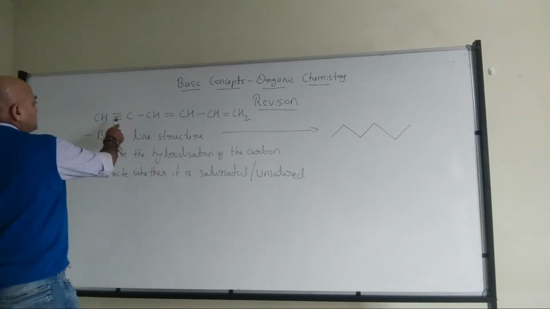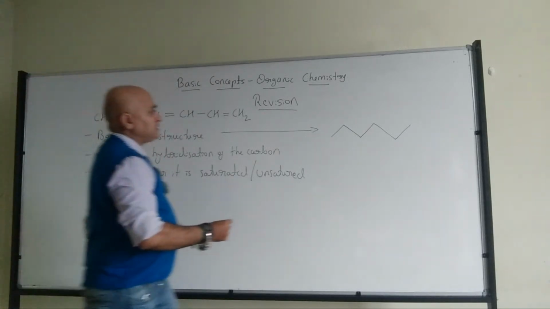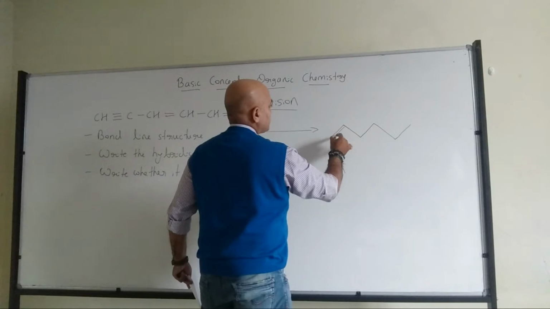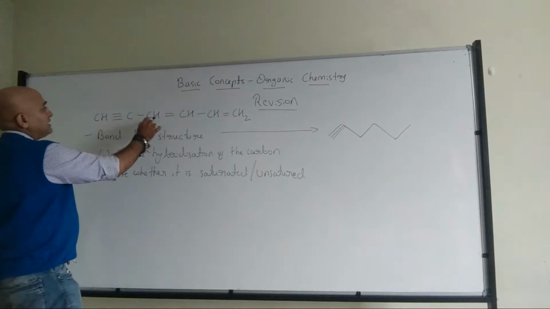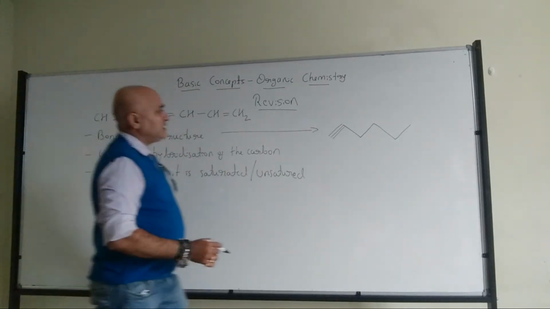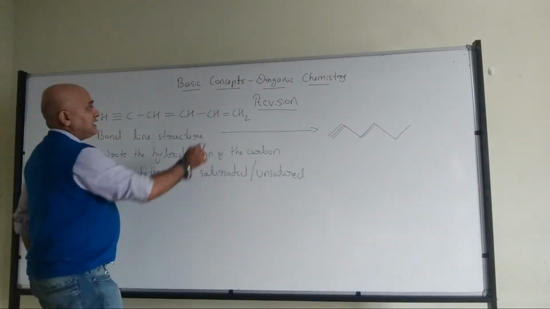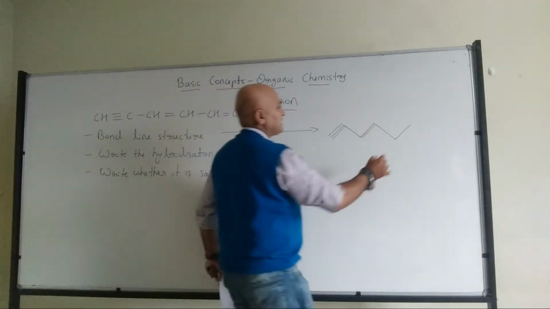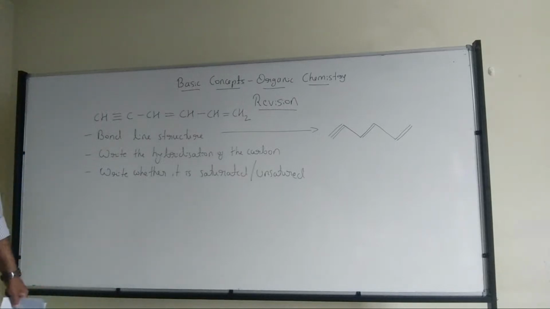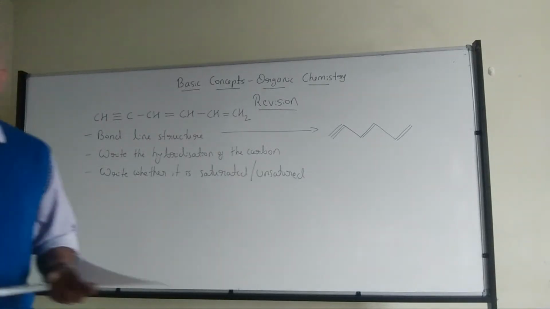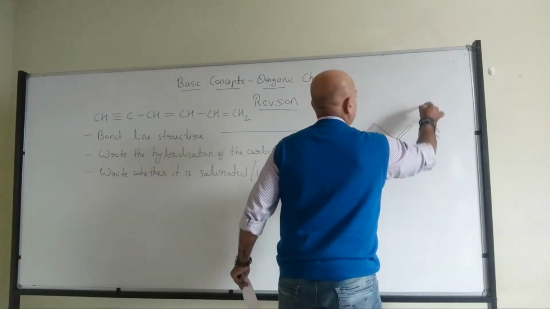Then between first and second carbon we should number like this. But anyway, between these two carbon we have a triple bond. Then next between these two carbon there is a double bond. And finally between these two, once again there is a double bond. So this will be the bond line structure. So I get 1 mark for this.